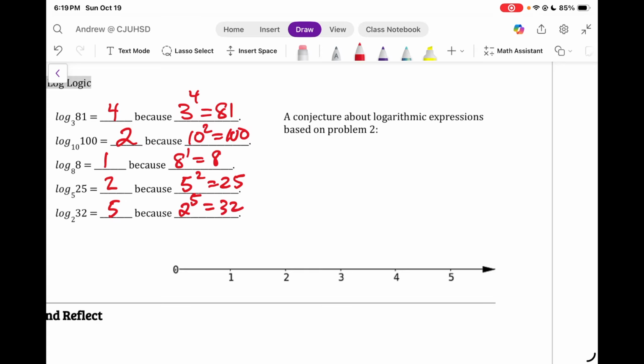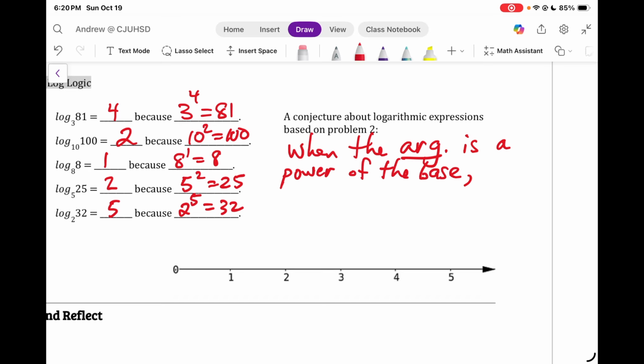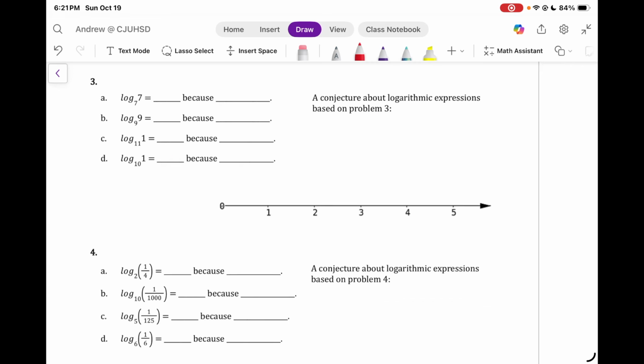But my conjecture: when the argument is a power of the base, answers are whole numbers. 7 to the 1 is 7, because 7 to the 1 is 7. 9 to the 1 is 9. And 11 to the 0 is 1, and 10 to the 0 is 1. All right, and you can just stack those on the number line however you'd like.